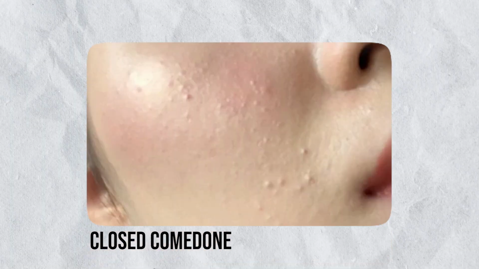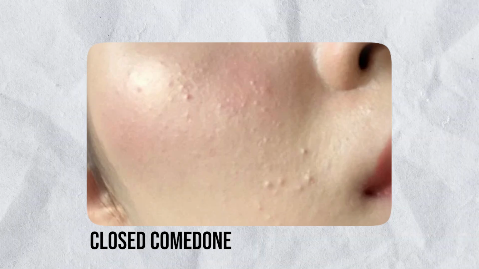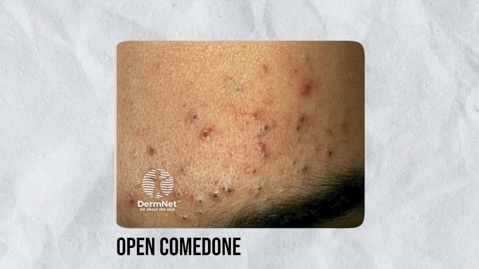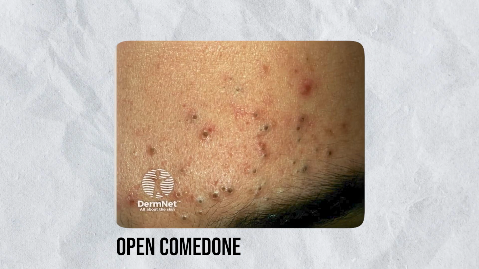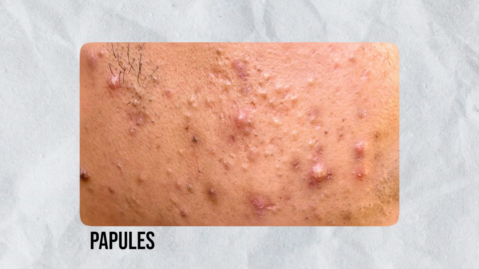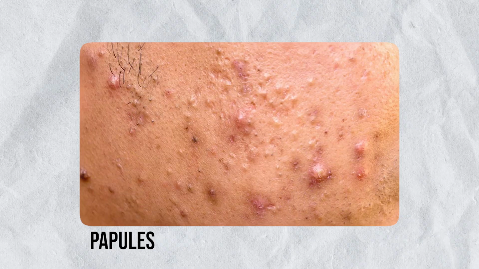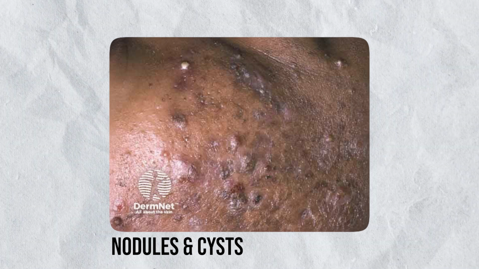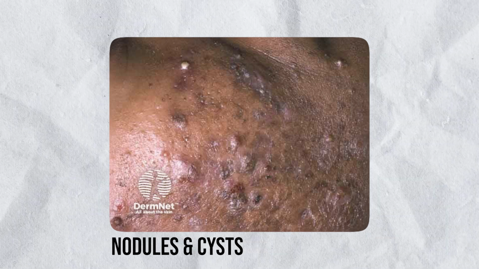Now, let's talk about the different lesions you get in acne, which you may just call pimples, but to us as dermatologists, they're all a bit different. First of all, you have whiteheads, and the medical term for this is closed comedones. Then you have blackheads. The medical term for this is open comedones. You have pustules, which are little spots full of pus. You have papules, which are little bumps without pus. And then you get nodules and cysts, which are those bigger, sometimes deep-seated spots that can be painful.